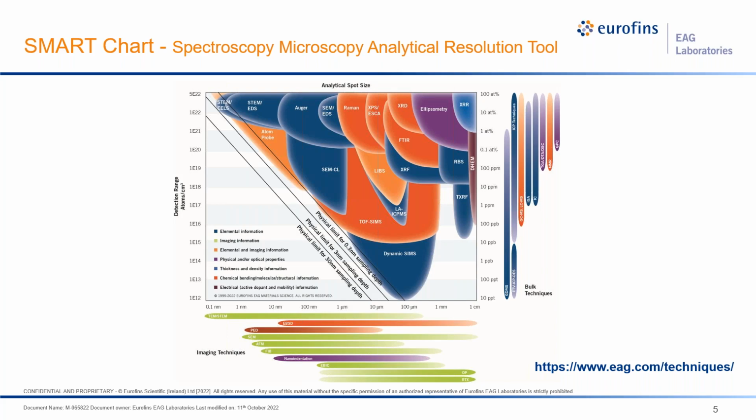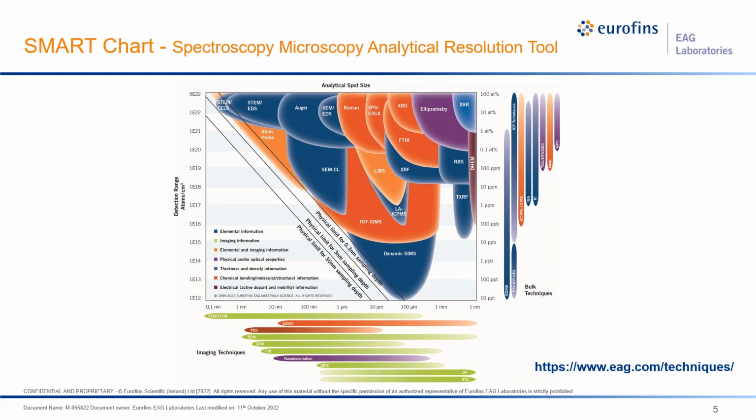At the soul of EAG is something called a SMART chart. It's an attempt to show the capability of all the techniques we offer. On the horizontal axis is simply the analysis size, so we range from centimeter sizes down to actually sub-nanometer in size. On the vertical axis are detection limits, atoms per cc on the left, and ranging from 100% atomic to parts per trillion levels on the right.